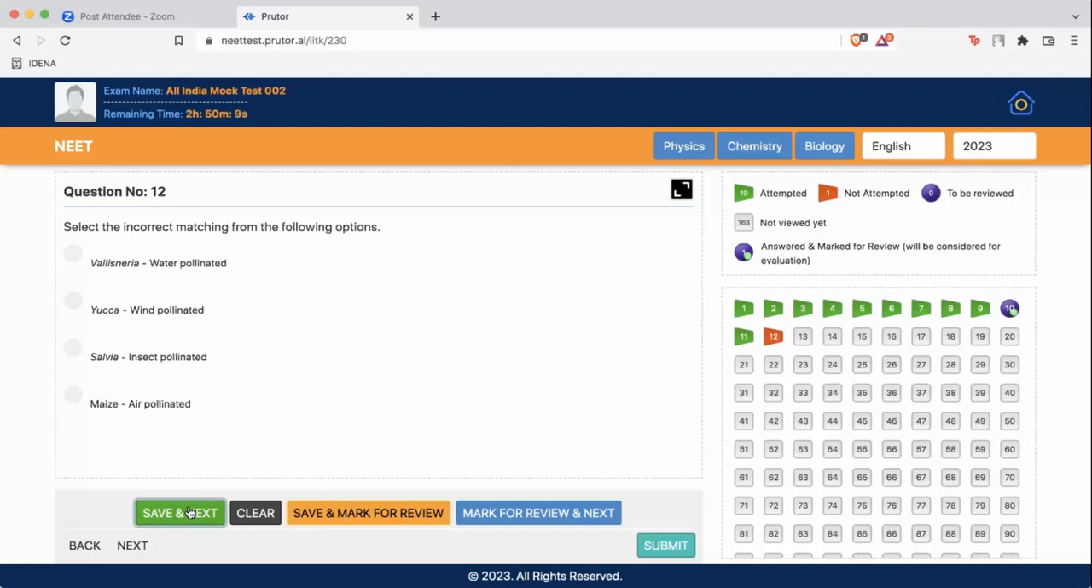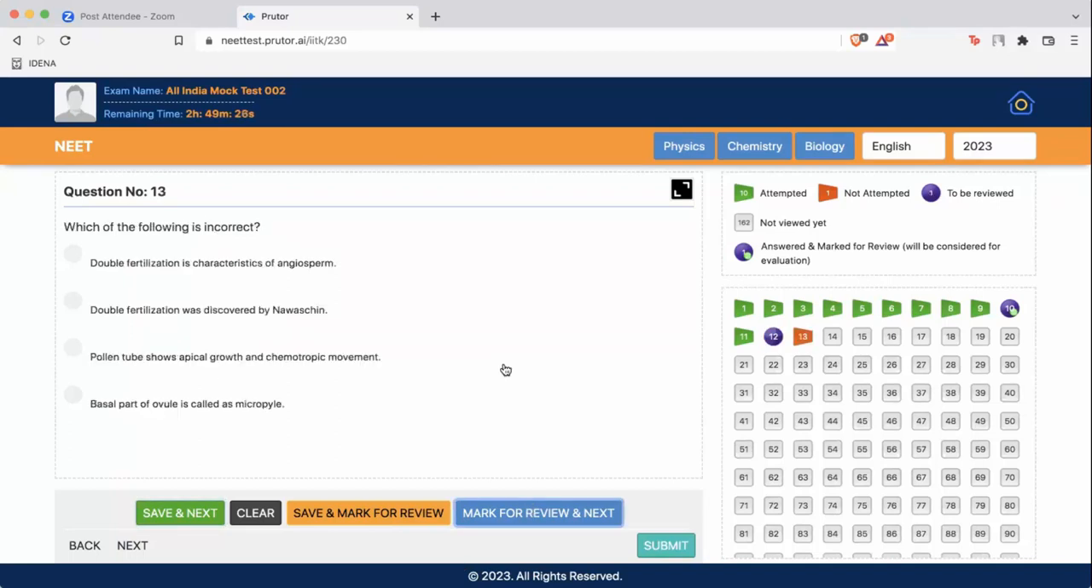Select the incorrect matching from the following options. Maize, Vallisneria is water pollinated, Yucca is wind pollinated, Salvia is insect pollinated. Vallisneria is an aquatic plant. It is water pollinated. Yucca is wind pollinated. Salvia makes sense for insect. I don't know this one. I'm thinking Salvia should not be insect pollinated. We'll come back to this.